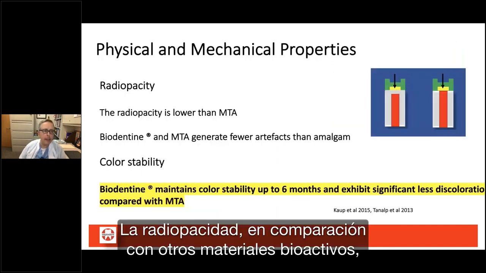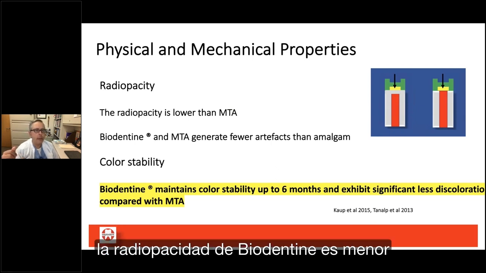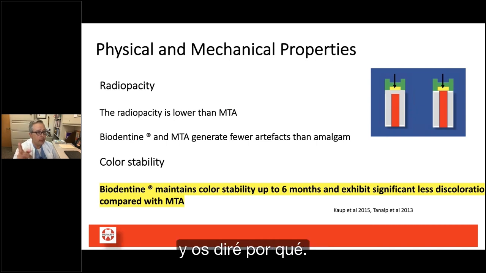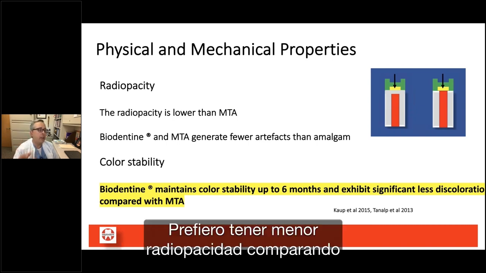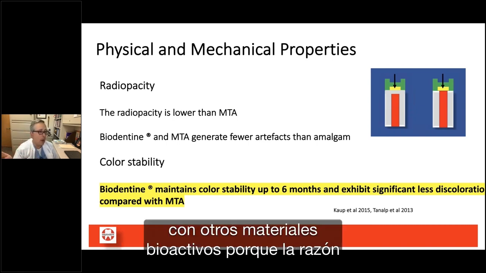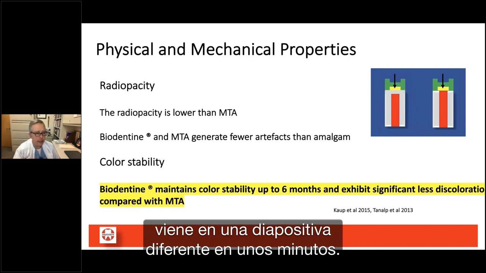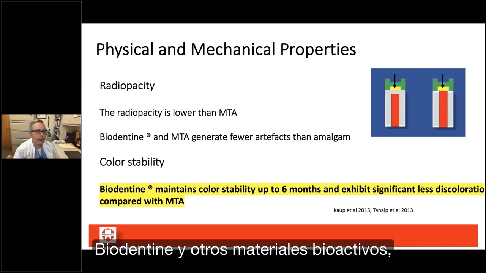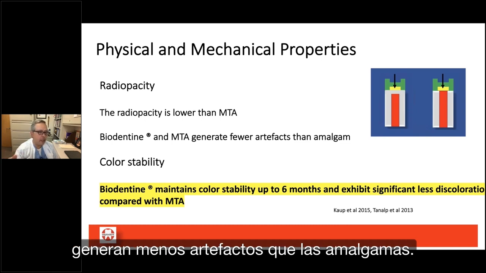The radiopacity of Biodentine, compared with other bioactive materials, is less, but there is a good reason for that, and I will tell you why. I prefer to have lower radiopacity compared with other bioactive materials because the reason is coming in a different slide in a few minutes. Biodentine and other bioactive materials generate fewer artifacts than amalgams.